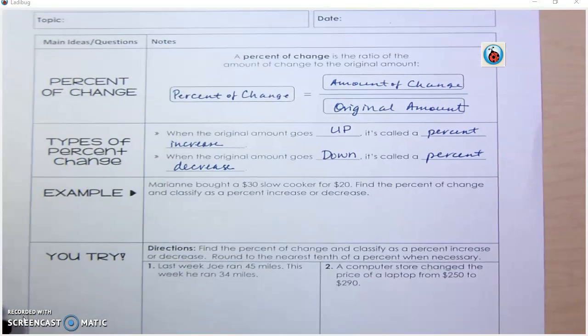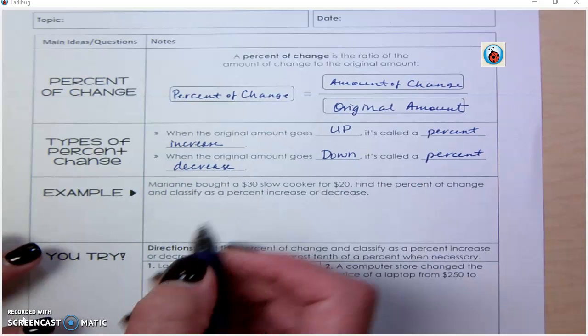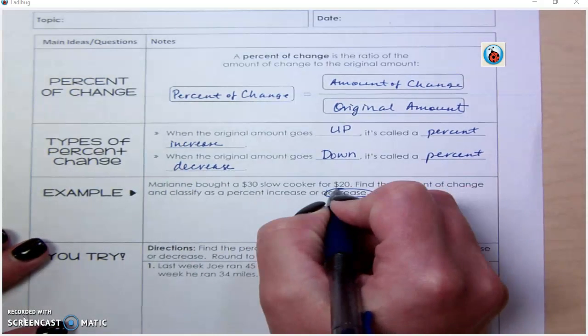All right, let's take a look at our examples. We have Marianne. She bought a $30 slow cooker for $20. So definitely got it at a discount. And we're asked to find the percent of change and classify it as a percent decrease or increase. I've already mentioned discount. So yes, you guys are applying some common sense here. The price decreased, so she's saving money. So that would be percent decrease. And that's how we would be classifying.